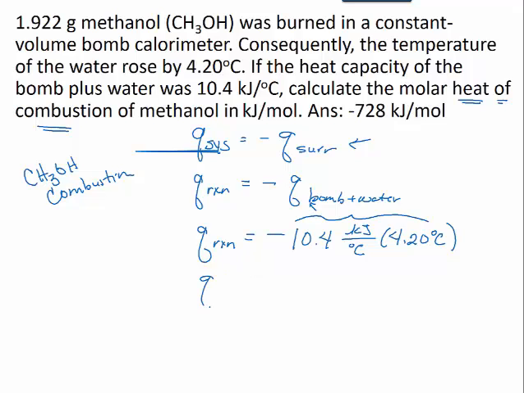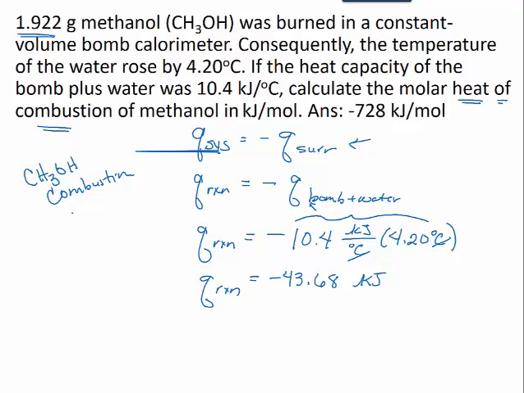So the Q of the reaction, when it took place in this bomb calorimeter, is equal to negative 43.68, and the units would be kilojoules. Well, when I look up here, it says molar heat of combustion. This is just the heat of the combustion reaction for the amount that I put in there.